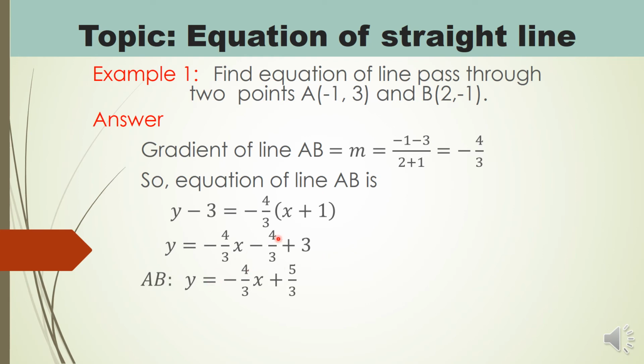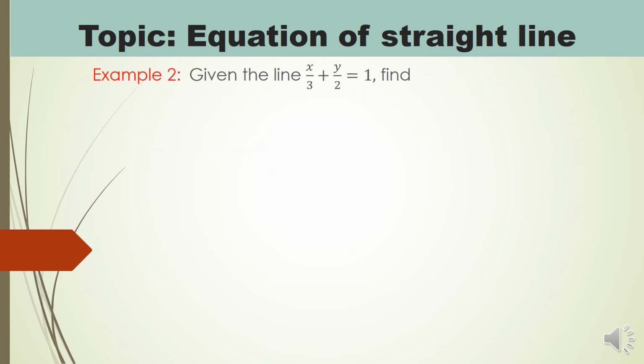Next, you just compute the constant numbers, minus 4 over 3 plus 3. So 3 multiplied by 3 becomes 9. So plus 9 minus 4 becomes plus 5, that's why plus 5 over 3. This is the equation of line AB. Okay. Go to another example.